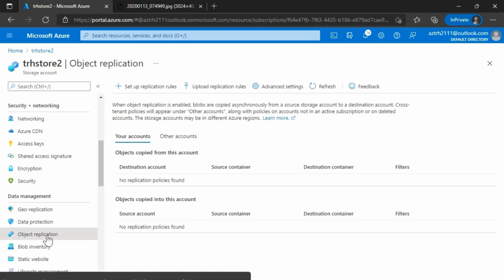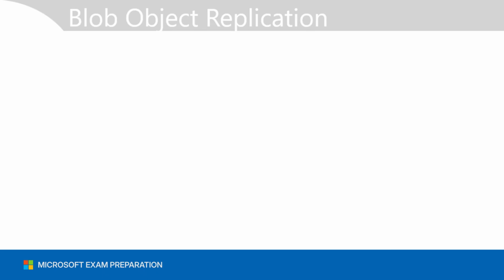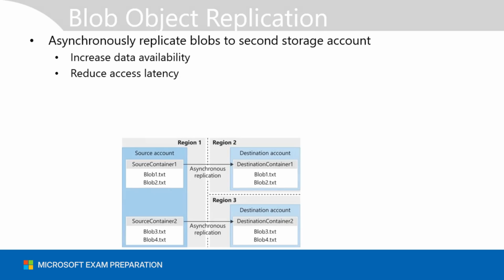Object replication, on the other hand, is a feature that you can turn on for blob containers, so you can manage the replication of blobs to a secondary storage account. You get to pick which storage account. This can be used just to increase data availability, so making blobs available in different regions, maybe for safety's sake, although geo-replication handles most of that. Perhaps more importantly might be to reduce access latency.